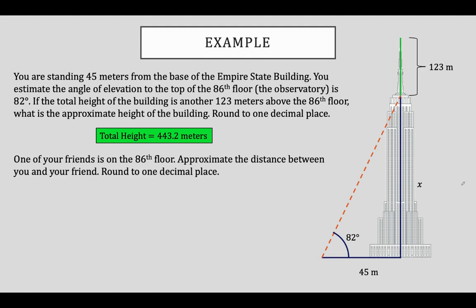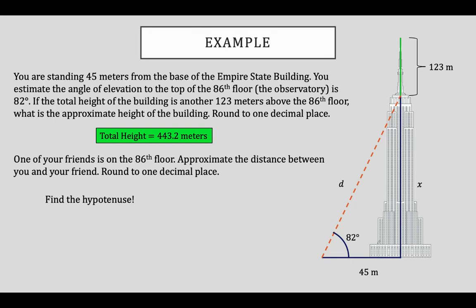Now, one of your friends is on the 86th floor. Approximate the distance between you and your friend. Round to one decimal place. So you're down here, your friend is up here on the 86th floor. That means we need to find the hypotenuse of our right triangle. So again, anytime we're trying to find something, give it a variable letter. In this case, we'll call our hypotenuse D, representing the distance between you and your friend.